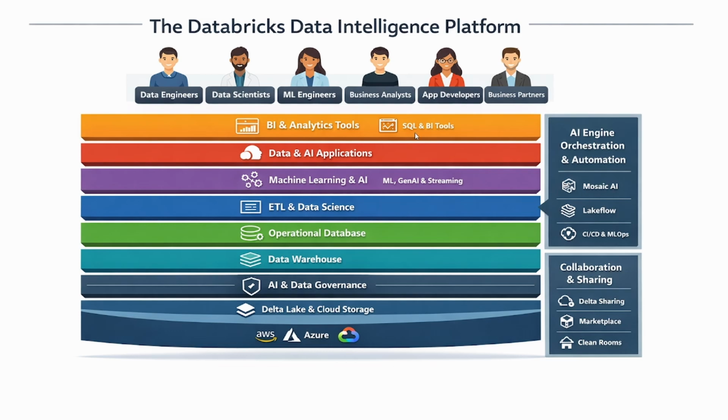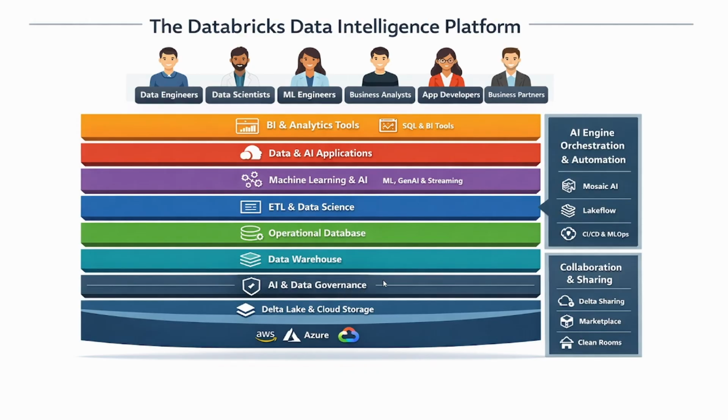Let's talk domains, because the platform isn't just a bunch of tools thrown together. It's structured. At the base, you've got your storage, cloud-based, scalable, and resilient. On top of that, there's governance with Unity Catalog, which handles things like access control, auditing, and metadata management. Basically, it makes sure your data is secure, organized, and trustworthy.